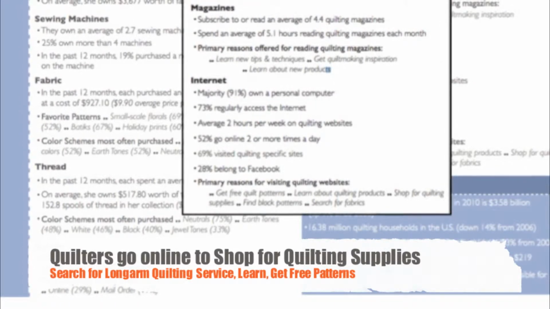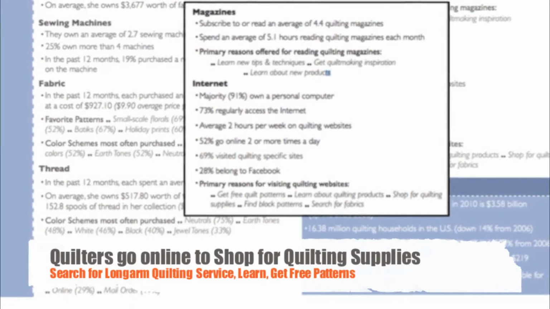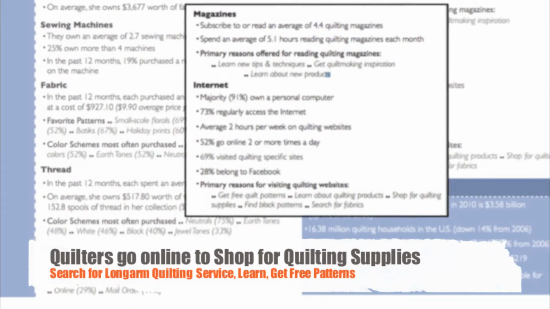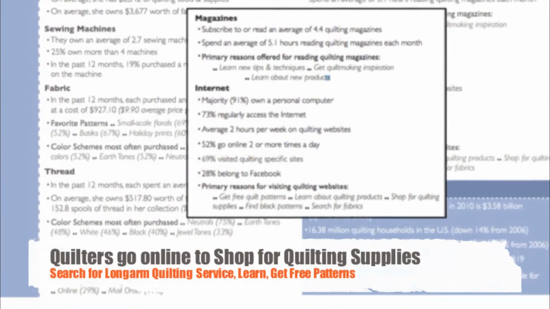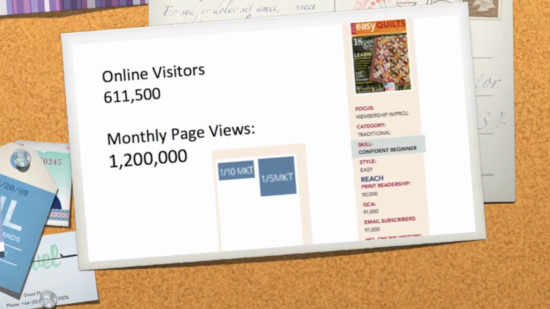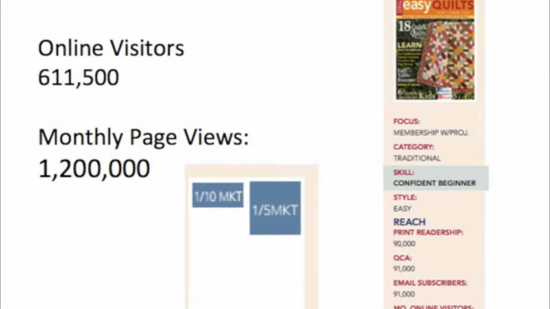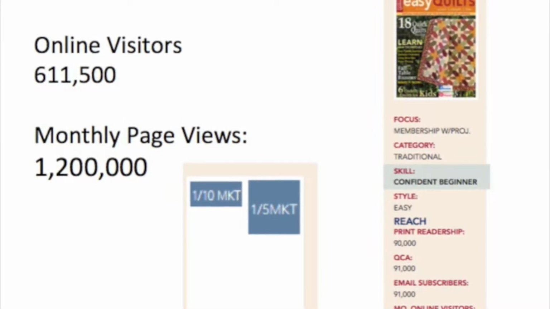We also know that they visit quilting specific sites. So this marketing plan will target these new quilters so that we can capture them from the places where they're going online, and that is on the internet and on quilting websites. Usually they're doing this to get information. So we are doing Easy Quilts.